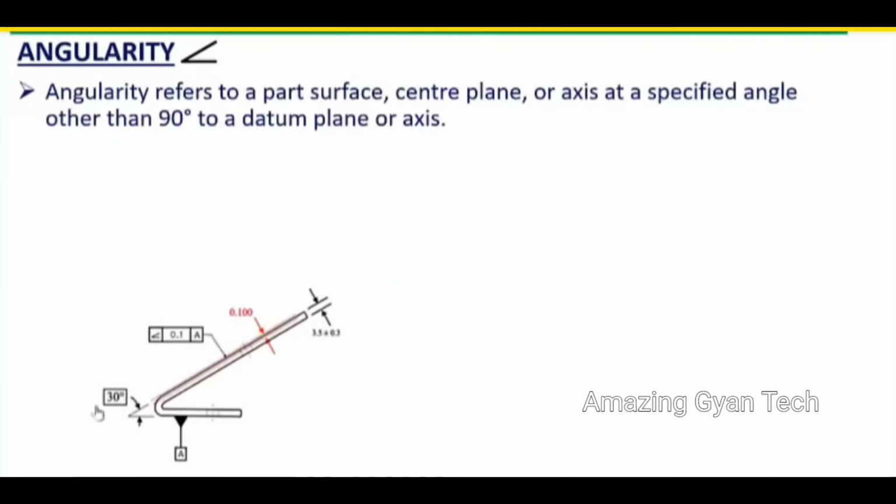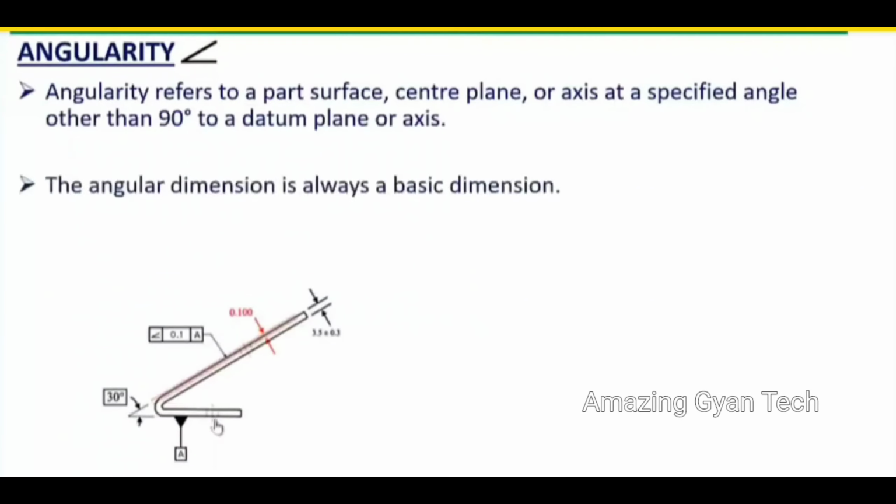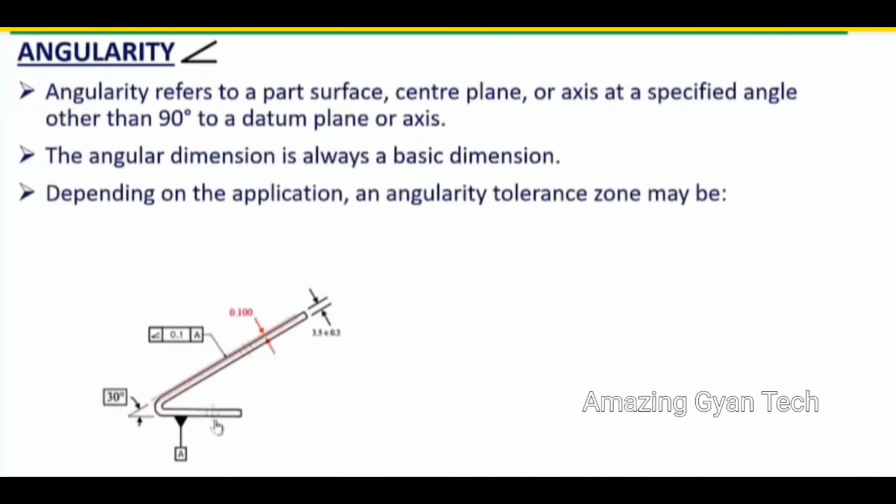You can see in the drawing that the angle between these two features is 30 degrees, so other than 90 degrees is applied. Here you can see angularity is indicated with a 0.1 tolerance zone and with reference to datum A. The angular dimension is always basic. So normally the angular dimension will be basic, and the tolerance for the angular value will be derived from the feature control frame.